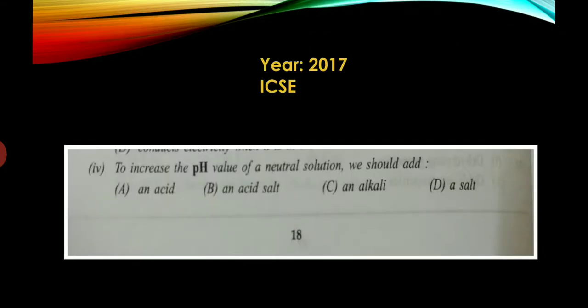Next question is from the year 2017. Again, you can pause the video and try it out. So the question is very simple. To increase the pH value of a neutral solution, what should we add to that solution?